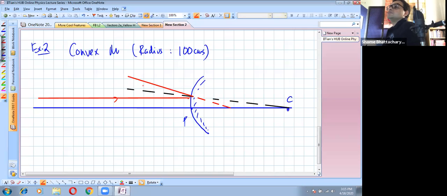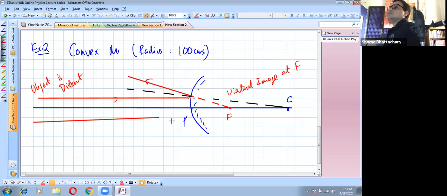Incident ray parallel to the principal axis, after reflection, suffers divergence such that it appears to be coming from this point. Now, since the incident ray in the first place was coming from infinity, the point where the image is formed, this virtual image, is at the focal point. Why? Because the object is very distant. It's extremely distant. Okay. So any other ray parallel to the principal axis will also behave in much the same way.